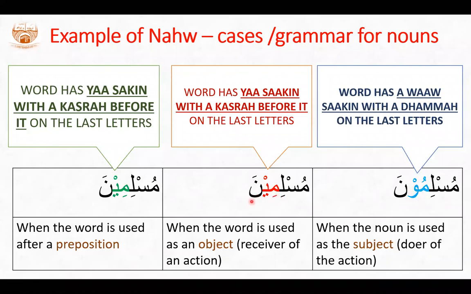If we want to use it as an object, the receiver of an action, we can say, the man helped the Muslims. Who received the help? The Muslims. So they are the receiver of the action, and we take a ya sakin before which is a kasra: muslimina. And if it comes after a preposition, like the boy ran to the Muslims, you're going to have ila muslimina.